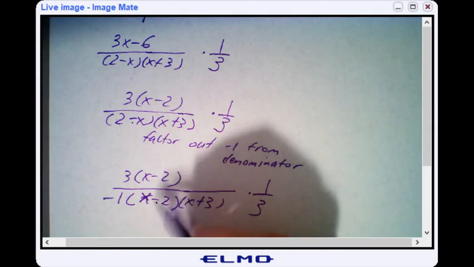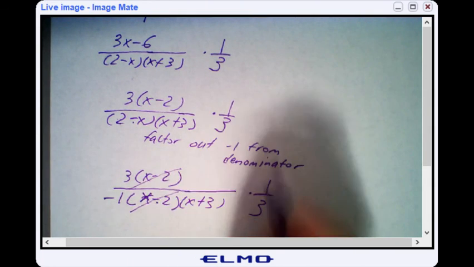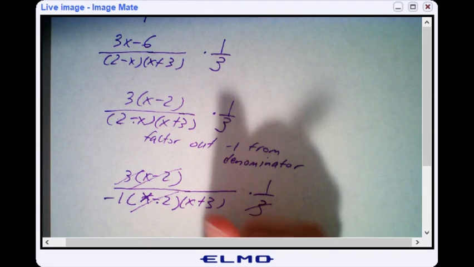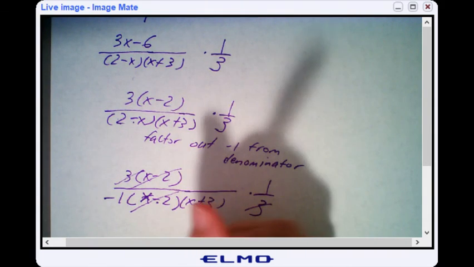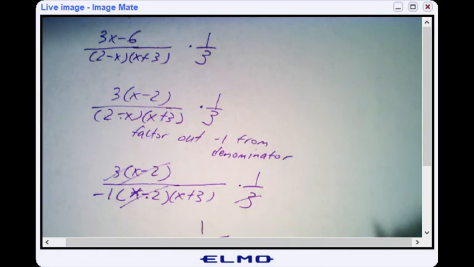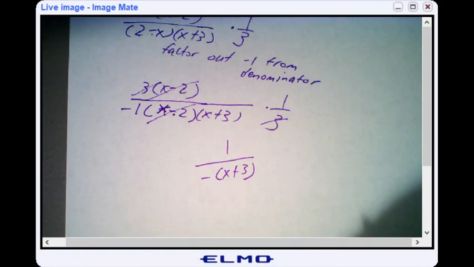X minus 2s are the same. The 3's are the same. We're going to be left with 1 divided by negative x plus 3. And you can leave it exactly like that.